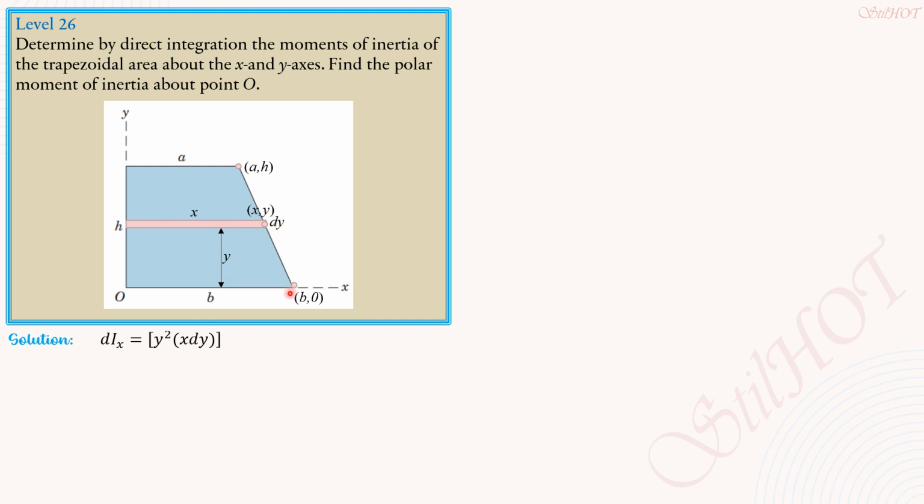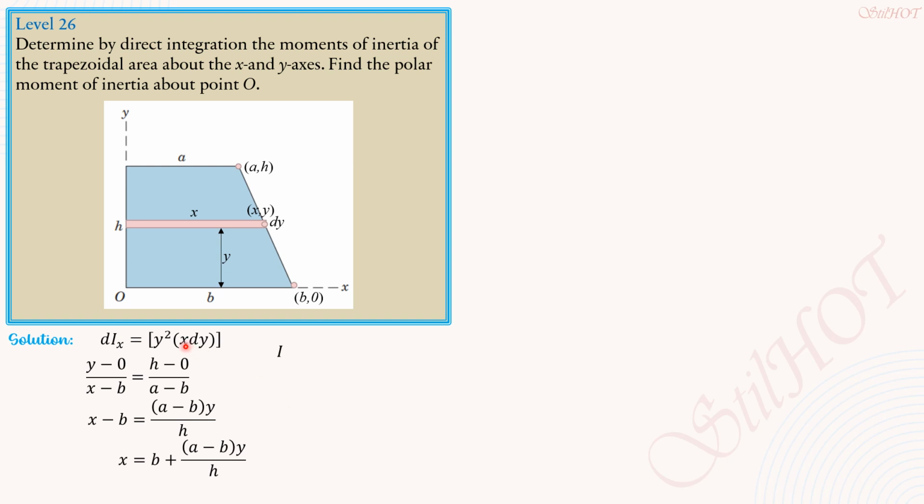Then let's derive the formula for x for this side here, which is a straight line. So y minus 0 over x minus b equals h minus 0 over a minus b. So therefore x minus b is a minus b times y all over h. So therefore x is b plus quantity a minus b times y over h.